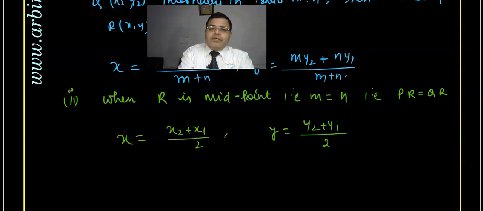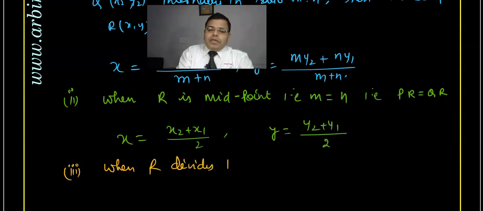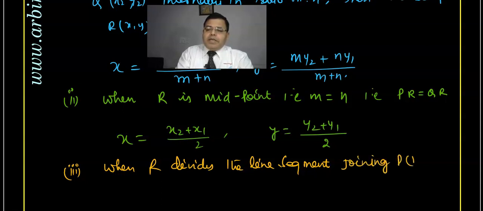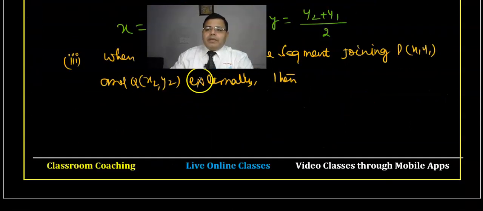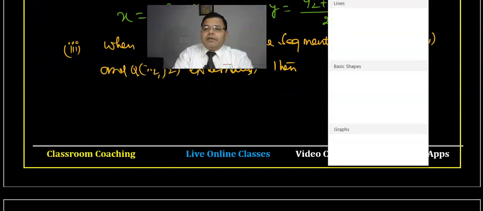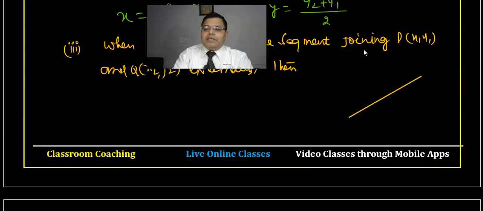Now the third case is when R divides PQ externally, the line segment joining P(x1, y1) and Q(x2, y2) externally. Then what will happen? If they divide externally, it means P and Q are in between and R is somewhere away from PQ. So in that case, what will happen?